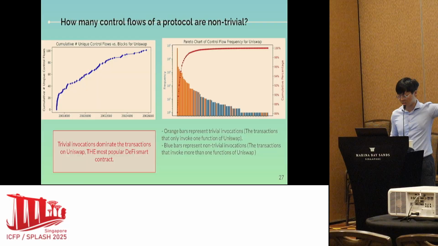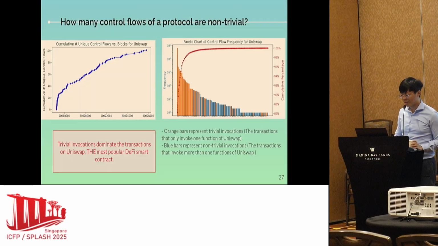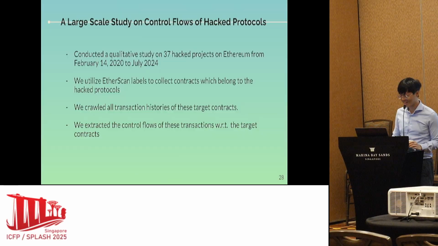Here in the second diagram, the orange bar represents the trivial control flow, and the blue bars represent non-trivial ones. If we look at the chart, we can find that even for Uniswap, the non-trivial control flow accounts for less than 1% of all the transactions. And for other less popular protocols, the fraction is even smaller.